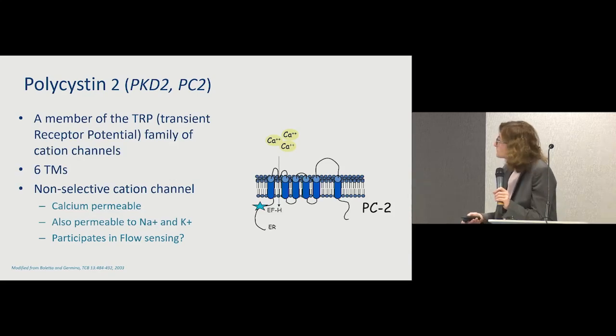Polycystin 2, shown there, is also a membrane protein, and it's thought to be a member of the transient receptor potential family of cation channels. Basically, it's a channel. It has 6 transmembrane domains. It is a calcium permeable channel, but as I'll touch on later, it's not so clear because this channel is also permeable to sodium and potassium, and thought possibly to participate in flow sensing, although there's kind of conflicting data in that regard as well.